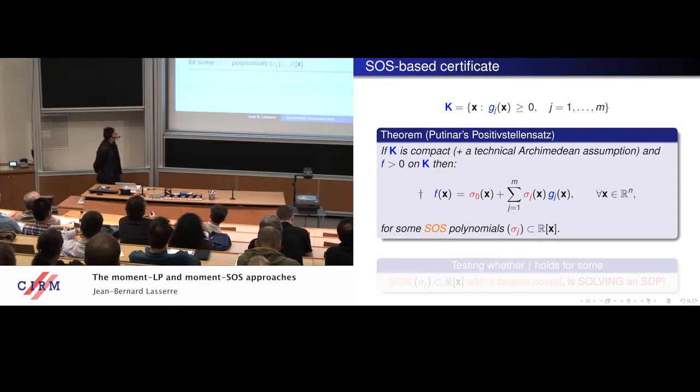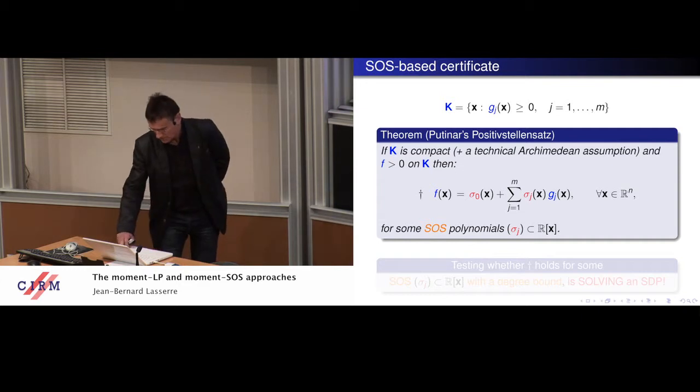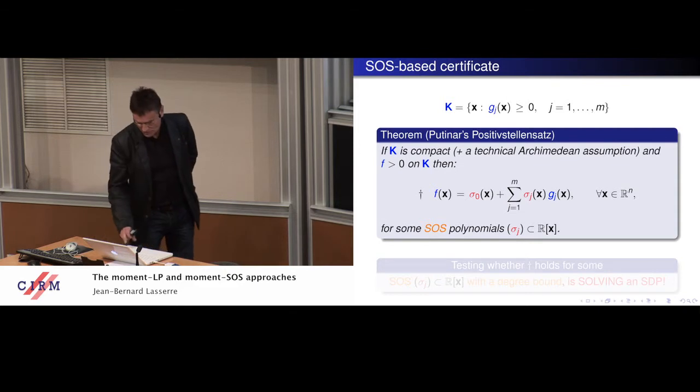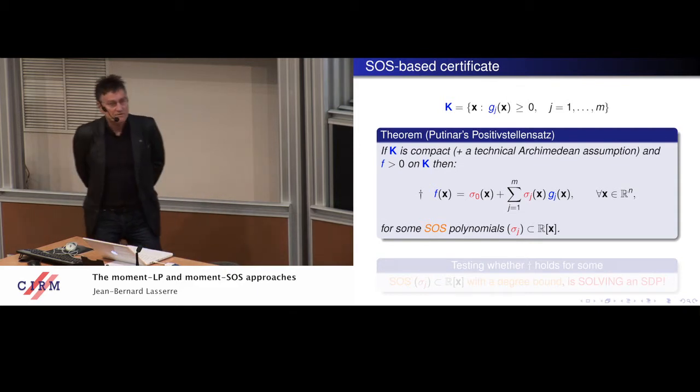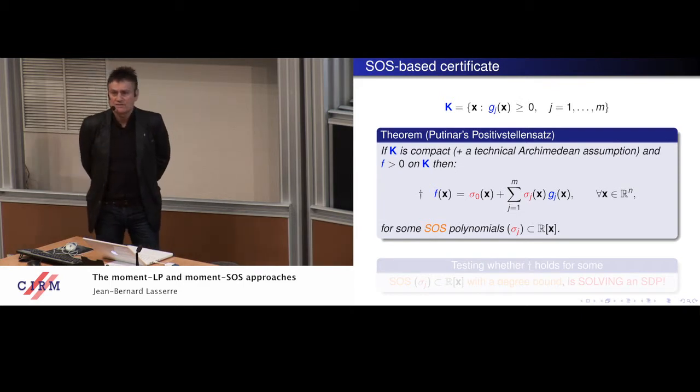So in other words, you can write f as what? As a polynomial sigma 0 of x, which is a sum of squares, plus a linear combination of the g_j that define the set K, and the weight in front of each g_j is a sum of squares sigma_j. And of course, you see immediately that when a polynomial f can be written this way, you immediately see that it is positive on K.